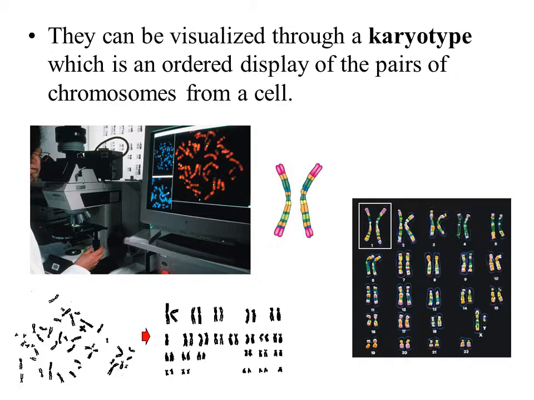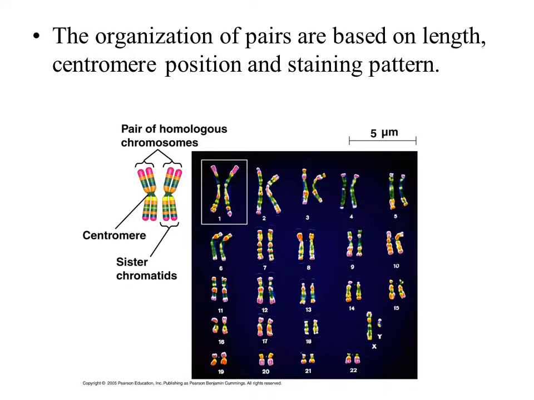These 23 pairs of chromosomes can be visualized through a karyotype. A karyotype is an ordered display of those 23 pairs. The organization of the pairs based on length, based on the centromere position, and based on the staining pattern will be achieved during this karyotype formation.